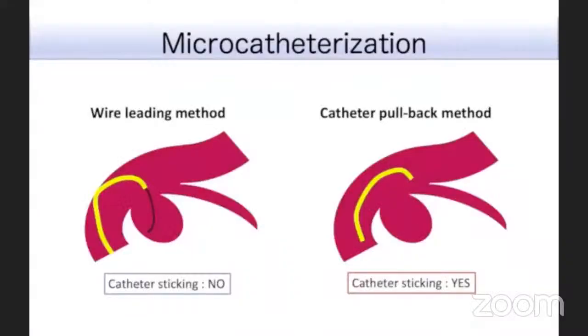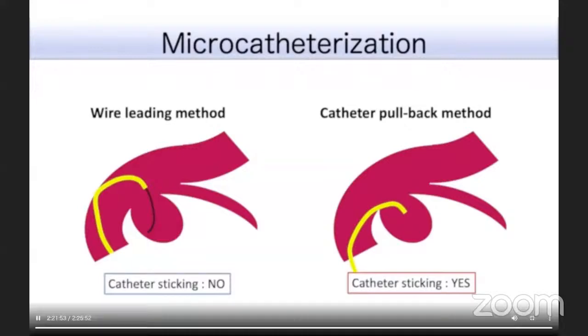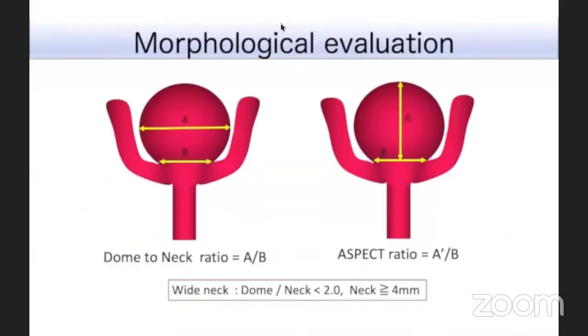Vessel tortuosity, risk of catheter jumping into aneurysm exists, so catheter pullback method is better. Wide neck type is difficult to treat with simple coil insertion due to the risk of coil protrusion from aneurysmal neck. As for morphological parameter, dome to neck ratio or aspect ratio are widely used. The most common definition of wide neck type is dome to neck ratio less than 2 or neck diameter of 4 mm or more.